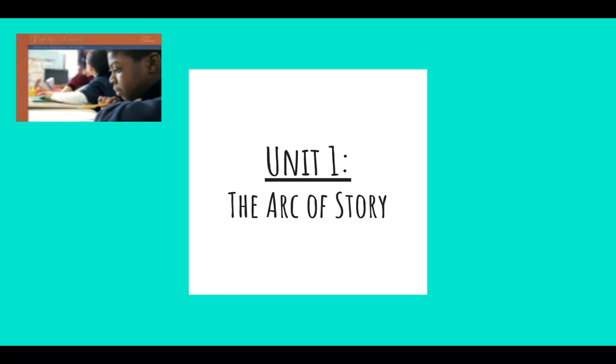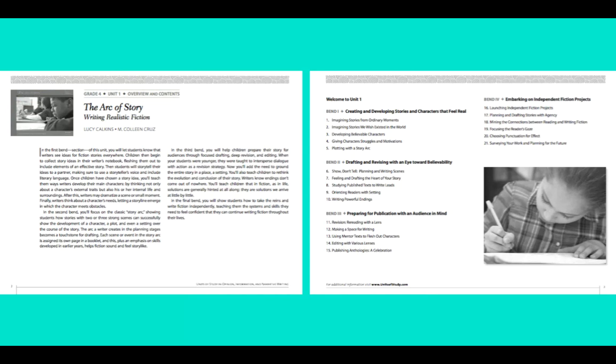Turn to pages 2 and 3 in your booklet. Here you'll see an overview for the first unit in the kit. Unit 1 is titled The Arc of a Story. Students will begin the year writing realistic fiction. A summary of this unit is provided on page 2. Page 3 details the bends, or group of sessions. As you can see, there are 4 bends for this unit and a total of 21 sessions. Session names are listed so that teachers can see teaching points for the unit. It is recommended that you take 1 day per session.